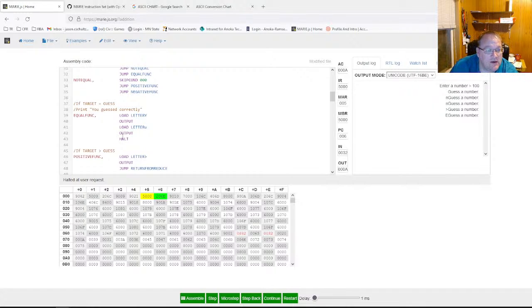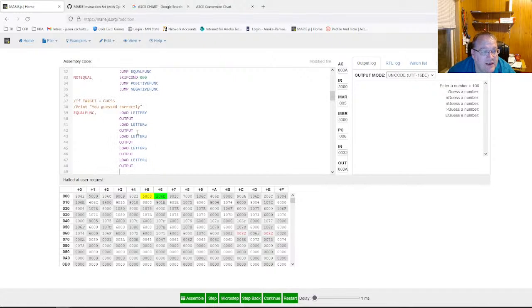Output. Let me go ahead and do something here that'll be helpful. Let me grab this, copy. That's the, YOU GUESSED CORRECTLY! exclamation point.